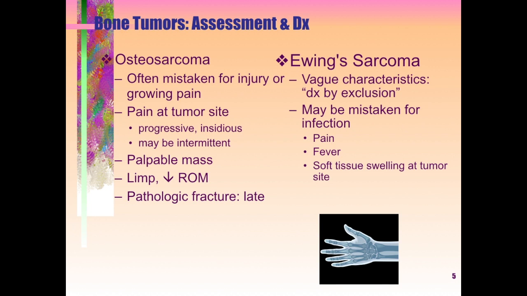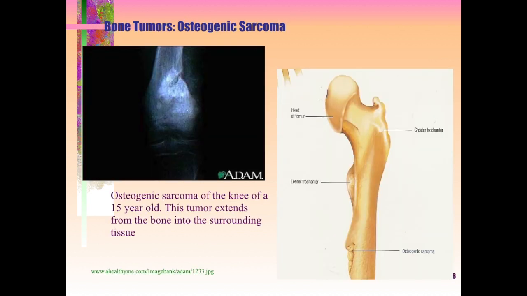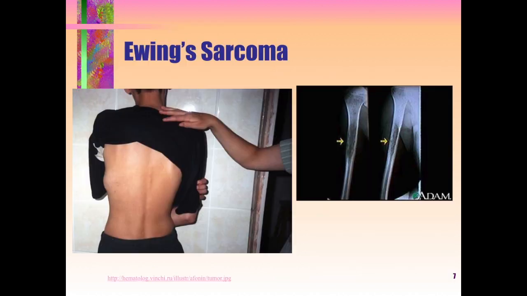Ewing's sarcoma, because it presents with very vague symptoms, pain and fever and soft tissue swelling, is diagnosed by exclusion, and then they'll finally see it on a CT scan. The picture on the left is a tumor that's affecting the bone of the knee, and you can see the swelling around it. And here's a picture of a Ewing's sarcoma, and it is on the lower part of the ribs on the left side. I've seen a couple kids that had that exact tumor, and it was quite painful.